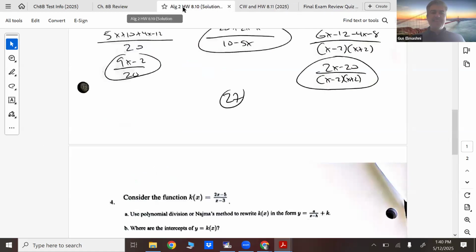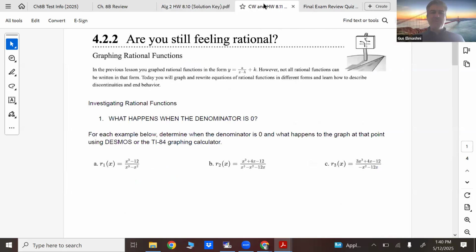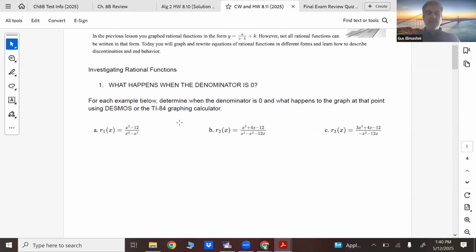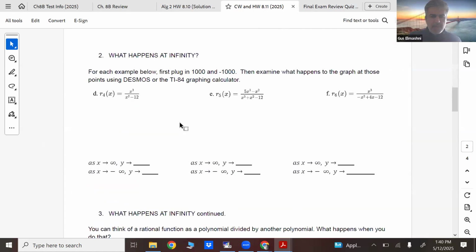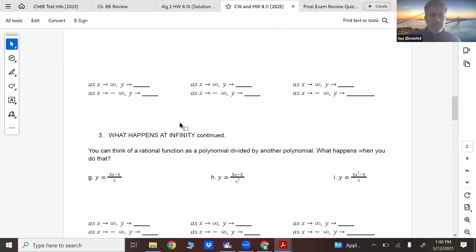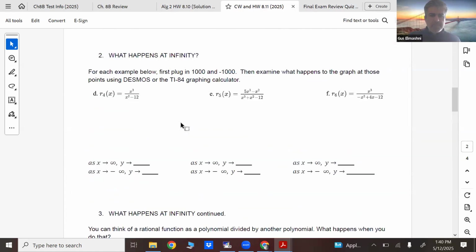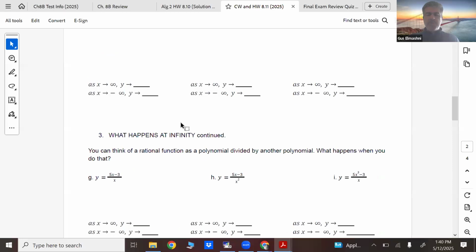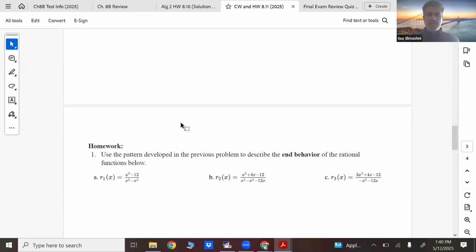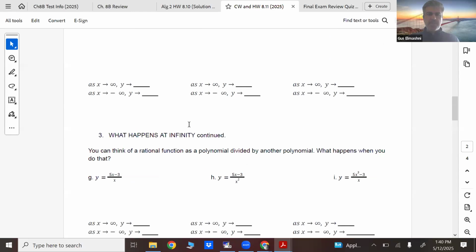Okay. All right, guys, we're doing great. Let's wrap up the notes, very short notes today. Let's look at number 1. Determine when the denominator is 0 and what happens. We're going to do some very simple stuff today, and then you guys will just do some work.